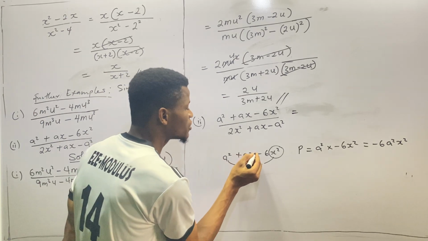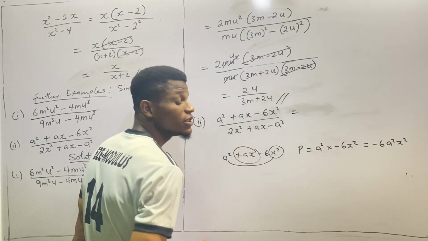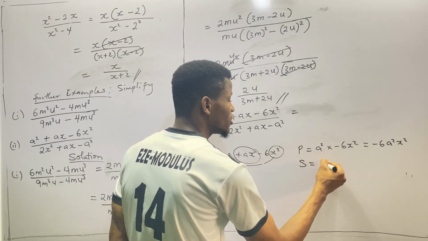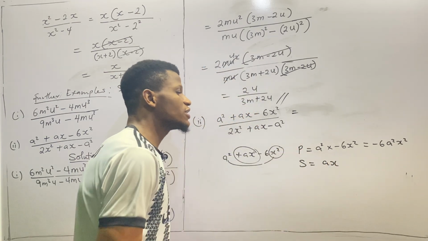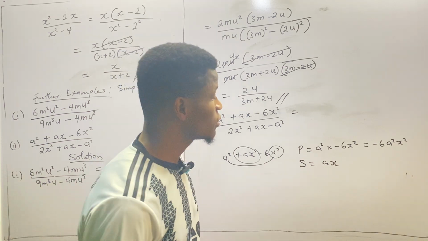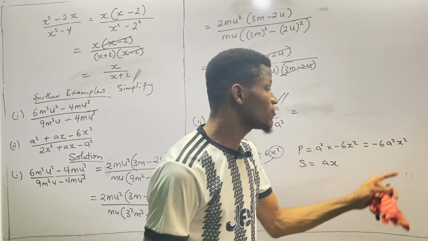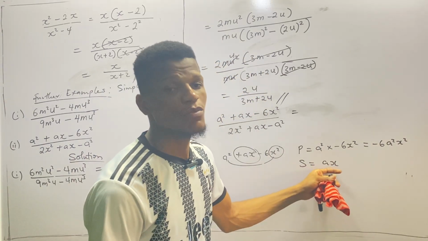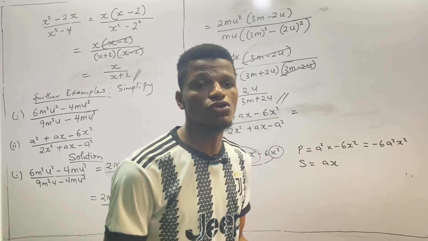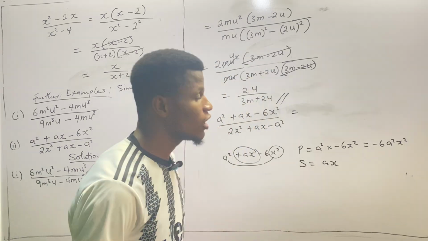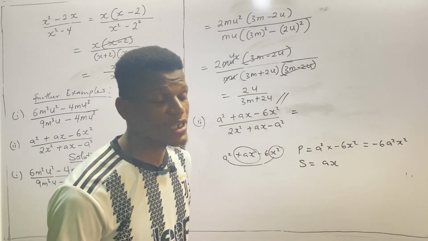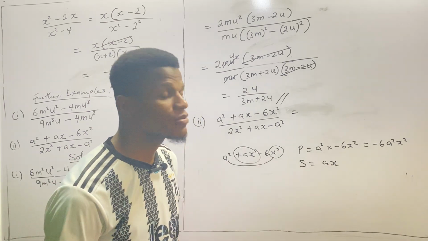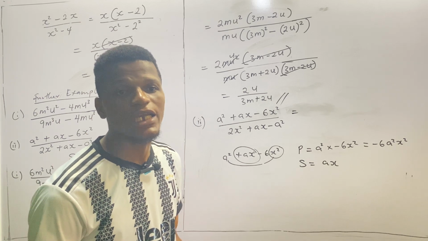The sum is the remaining term, the one that has power 1. So we use x as the sum, which is ax. Now our target is two terms such that when we multiply them, it will give us the product of the roots, and when we add them, it will give us the sum of the roots. To understand this better, go and watch my videos on factorization of quadratic expressions and equations. You will understand better what I mean by these two terms that satisfy both the product and the sum.